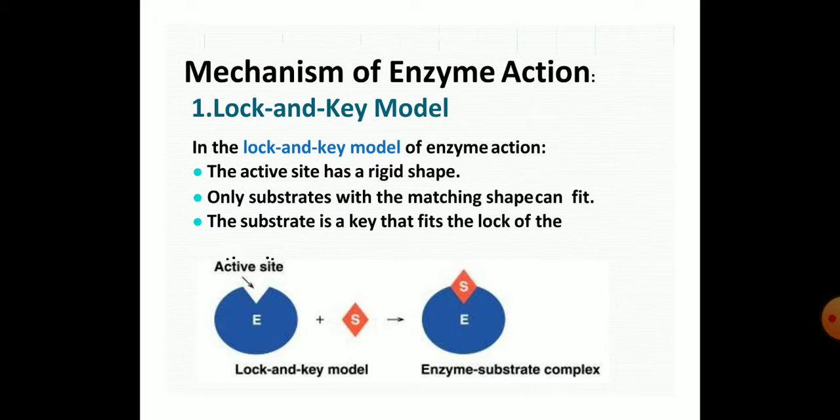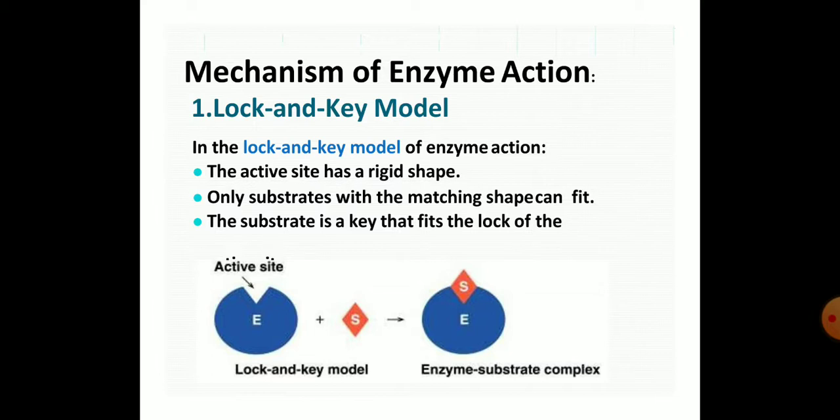To explain this mechanism of action, there is a theory called the lock and key model, or lock and key hypothesis. In this, the active sites have a rigid shape. Only a substrate with the matching shape can fit into the site. Just like the lock and key you use for a locking system, there is one lock and one key, and each lock and key is specific. In the picture, the blue one is the lock and the red one acts like a key, that is the substrate. The enzyme is a lock, the substrate is a key.